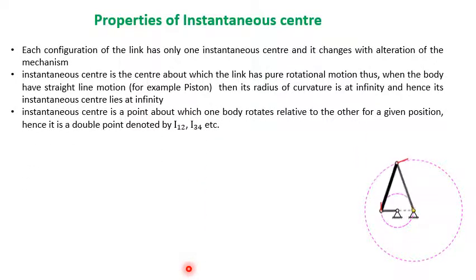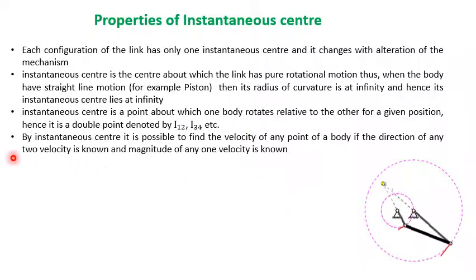Next point. The instantaneous center is a point about which one body rotates relative to the other for a given position. Hence it is a double point denoted by I12, I34, etc. As I explained in the second point, here we have 4 links. Each link is having a rotational motion with respect to the other. Therefore the instantaneous center is represented by double points I12, I34, like that.